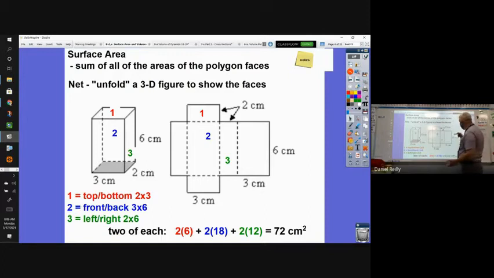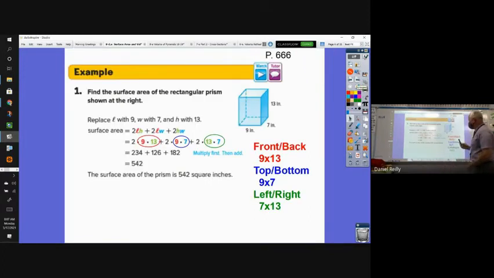Surface area. All right, so here's an example in the book, page 666. Find the surface area, and they use the formula, but the formula is really, again, just identifying the three different rectangle sizes, multiplying each by 2 because there's 2 of each, and adding them together and making sure that your answer is in square units. Okay?